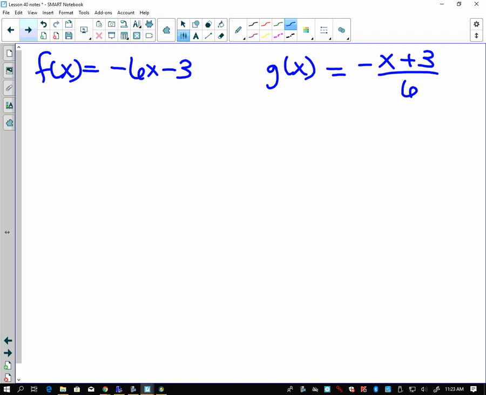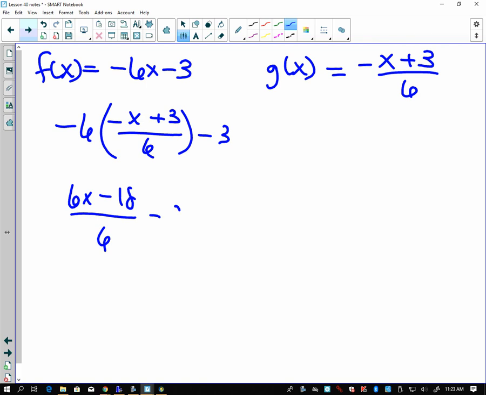Let's see if I have my work for number 10. So for this first one, we have negative 6 and a big set of parentheses as we get negative x plus 3 over 6 minus 3. That negative 6 distributes, so I end up with 6x minus 18 over 6 minus 3. This whole thing divides down to be x minus 3, so I get x minus 6. I can stop right there because this did not reduce down to just x. I know that these two things are not inverses of each other.